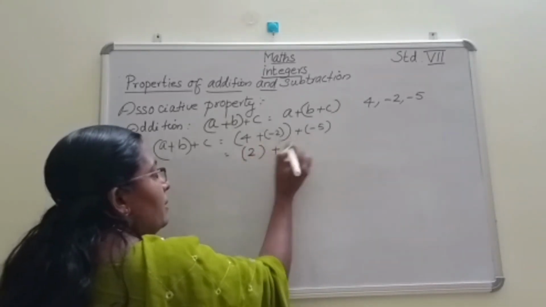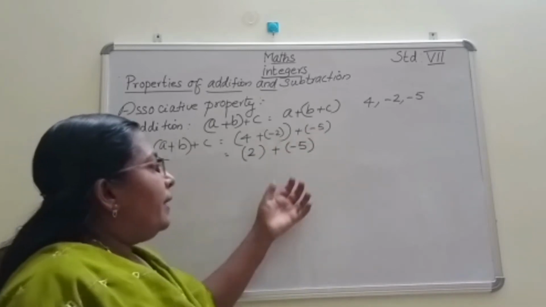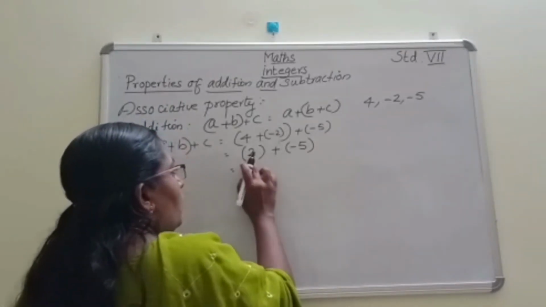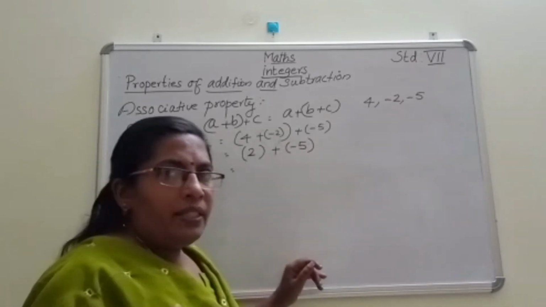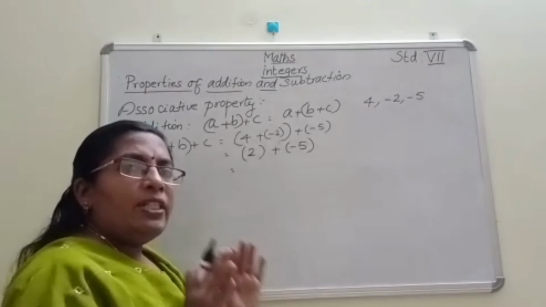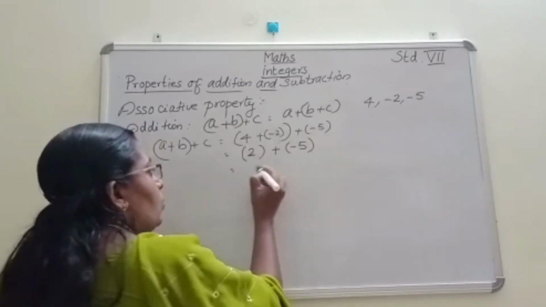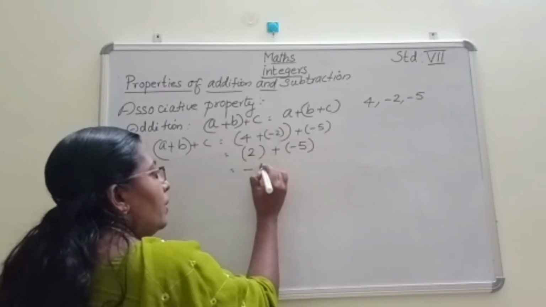Then plus minus 5. Then see it. 2 and minus 5. Different sign. Is it? And different sign. So greater number sign. Which is the greater number? 5. Sign is minus. So minus. Subtract the numbers. 5 minus 2, 3.